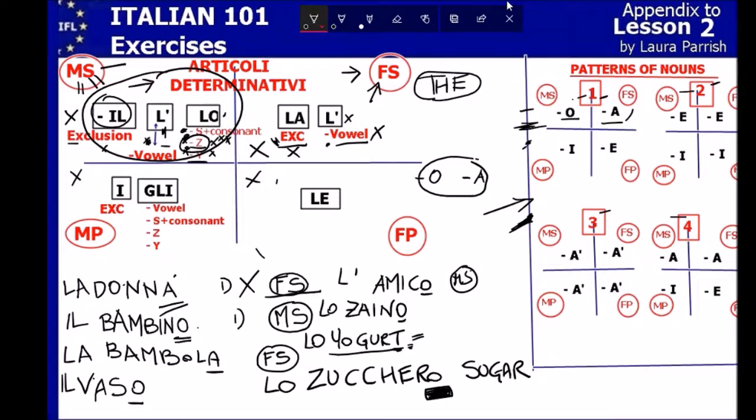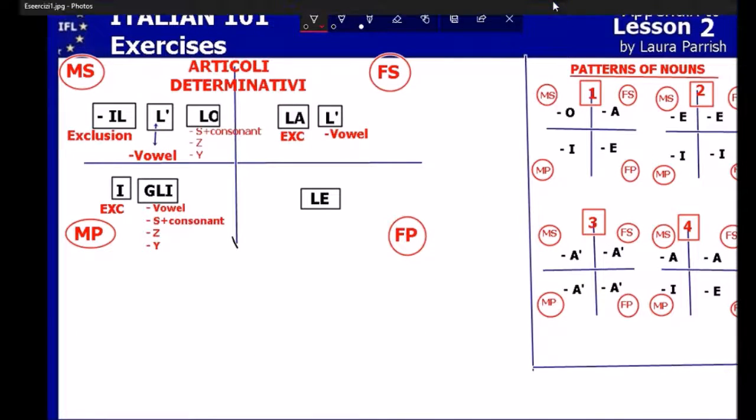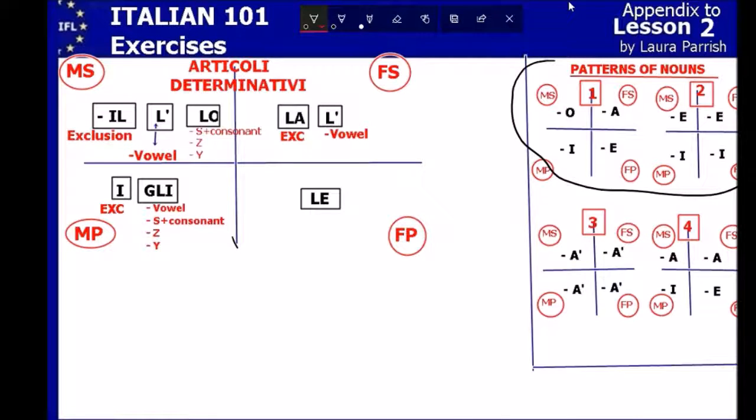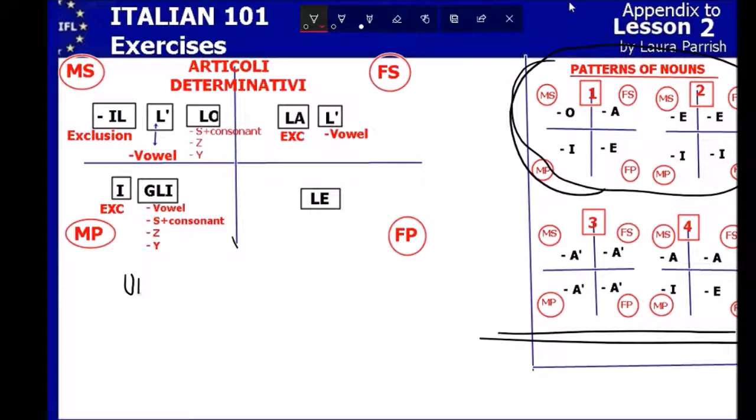Now we delete a lot of stuff. Okay, I told you already that almost all Italian words are in this pattern. Almost all of them. Those two are very rare, but let's do some words in those two just so you know. For example, let's do università.